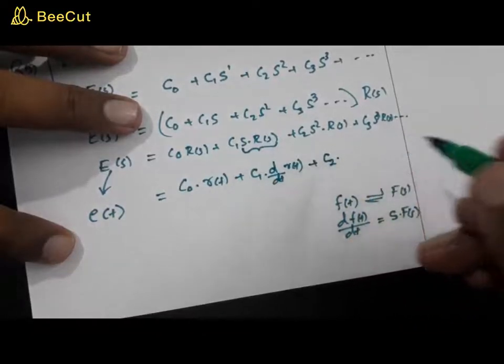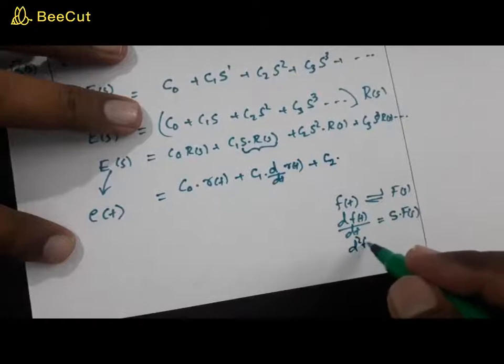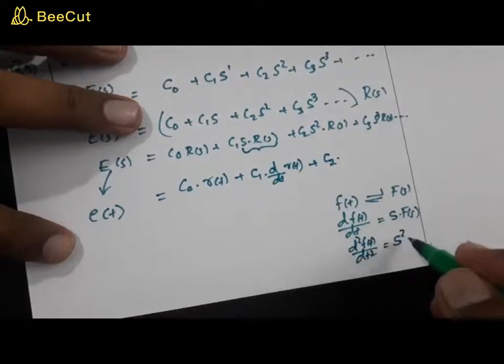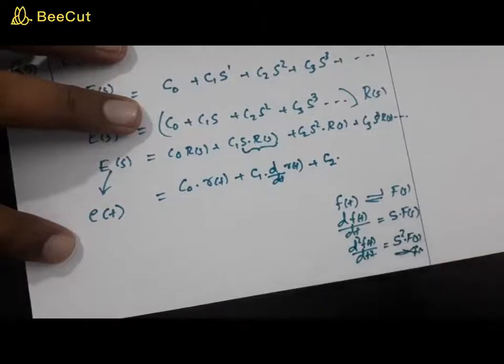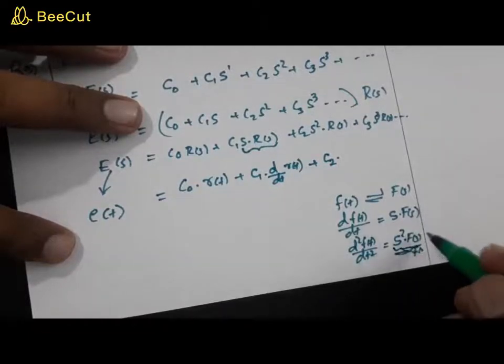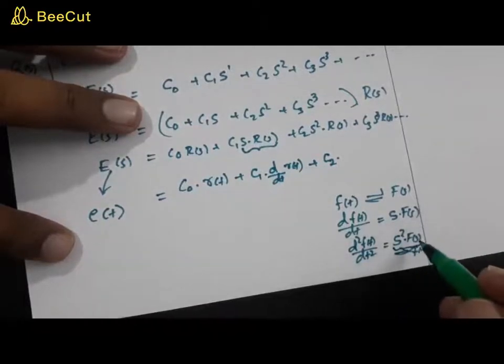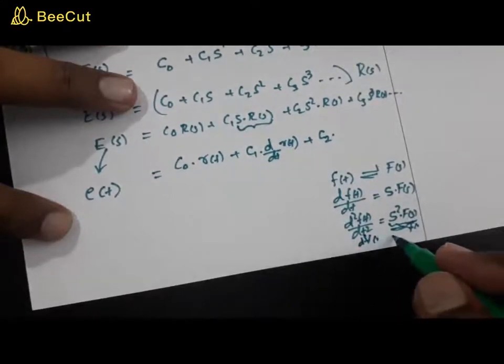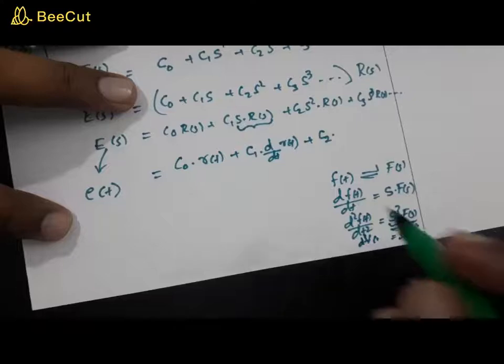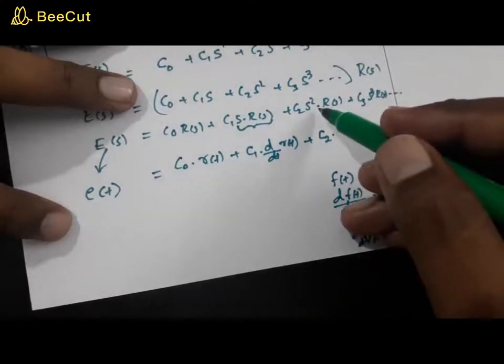D by dt of r of t plus the next term C2 into, what about the next term? Say if you have d square f of t by dt square, this will be s square into f of s, and you know that there is a minus of f of 0, neglecting all the initial conditions. If you're taking only the first term, then it will be s square into f of s. So what about d cube f of t by dt cube? That will be s cube into f of s. So from this you can evaluate the inverse.